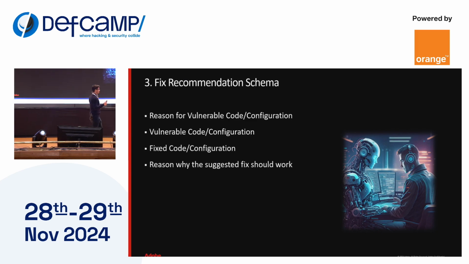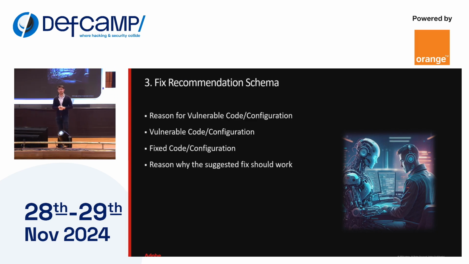And the fixed recommendation schema can be like this. So firstly, you'd like to say to the developers, OK, this is the reason for the vulnerable code or configuration. And then the LLM will try to provide the actual vulnerable code or configuration. Maybe it doesn't have that in the report, but it can interpret the vulnerability and actually generate a snippet of code. They already have the language that the finding has. So basically, it will provide some kind of code.